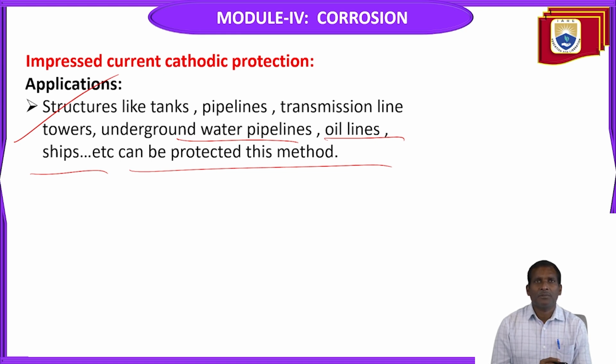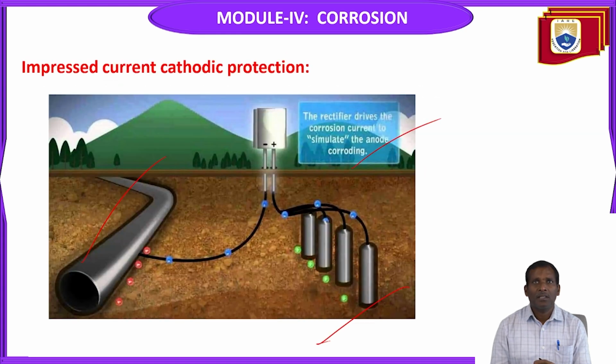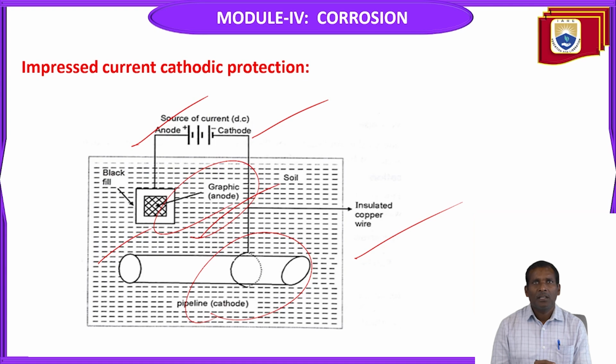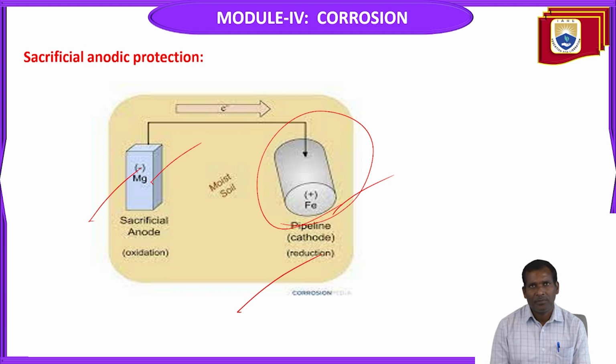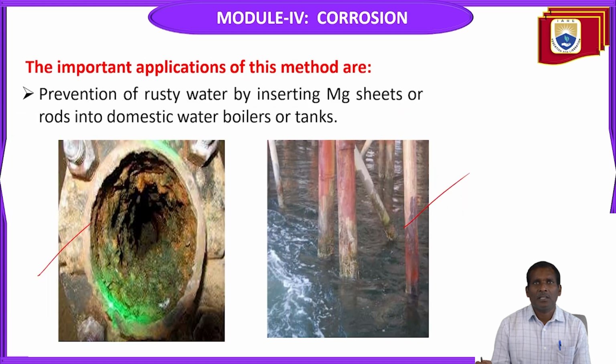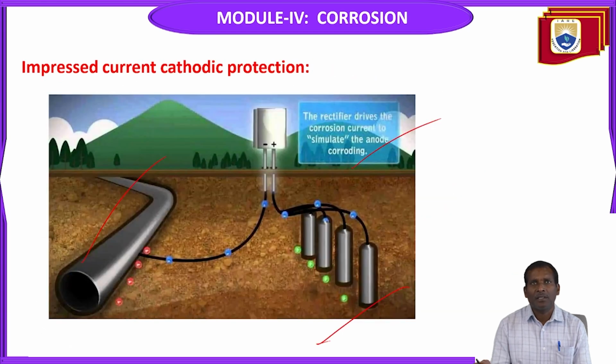In the examination, sometimes they will ask what the difference is between anodic protection and cathodic protection methods. They may also ask you to draw a neat sketch of impressed current cathodic protection and explain briefly. Similarly, explain sacrificial anodic protection briefly with a neat sketch. You have to give the explanation with the diagram in the examination. They may also ask how many control methods there are. These are the applications and methods explained in this session.